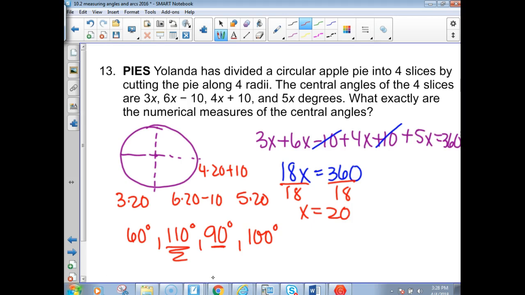Make sure you do your practice problems, and tomorrow we're going to answer some questions on the last section and this section.